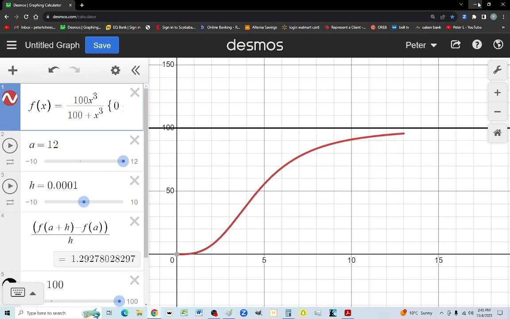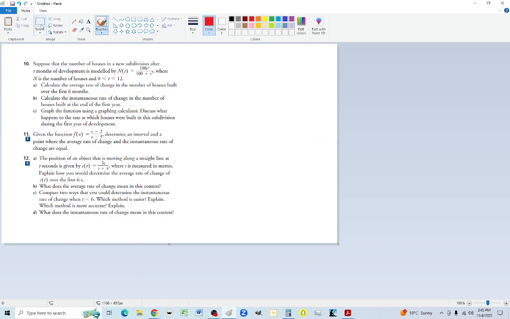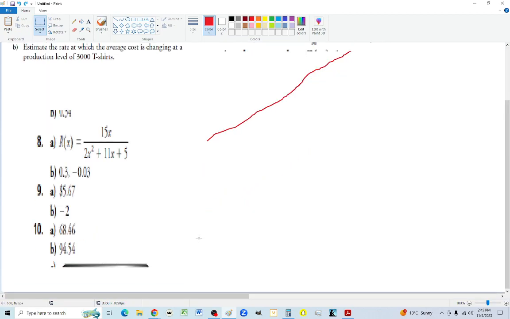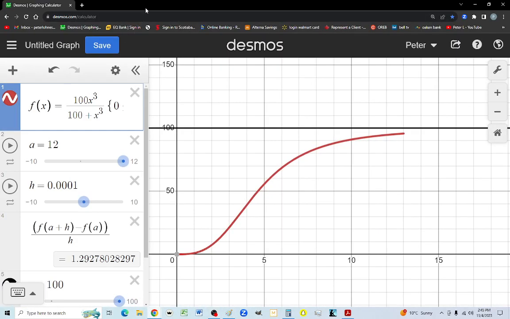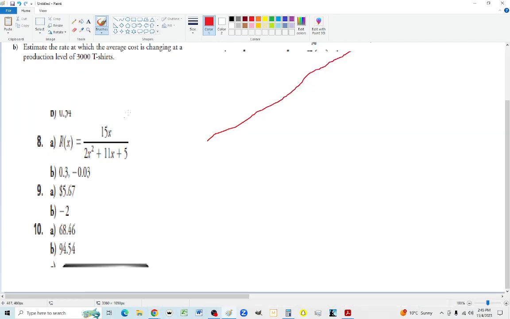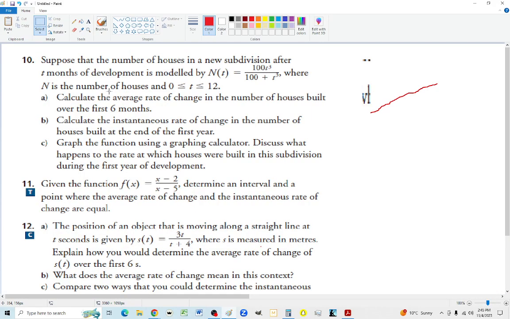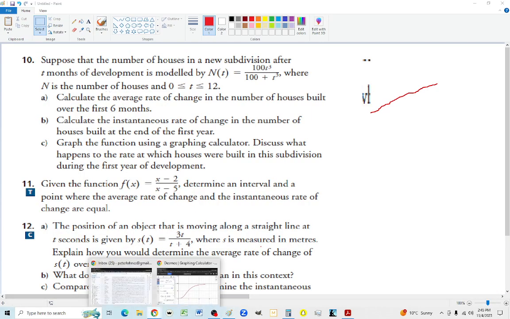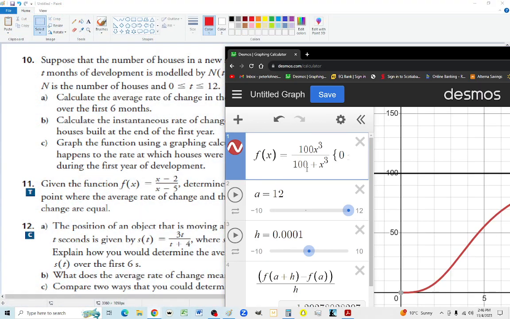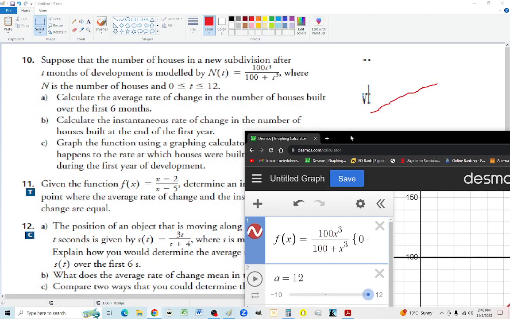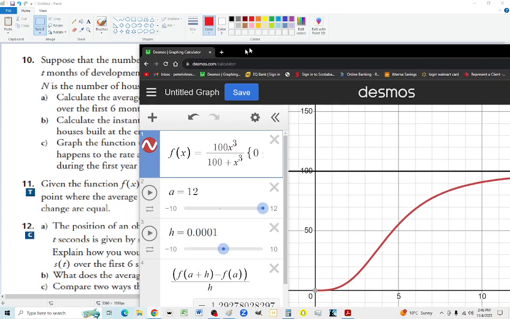Let's see if we got that right. I think I kept the, no, I didn't. Let me just keep a copy of this. Let's see if I still got, no. Oh yeah. So they're saying the average is 68, and they're saying the instantaneous is 94. So I did something wrong there. Make sure my formula matches the book. 100 plus t cubed, I might have got it wrong. Yeah, oh, it's not 100. Yeah, it's 100x cubed. So we'll try that again.